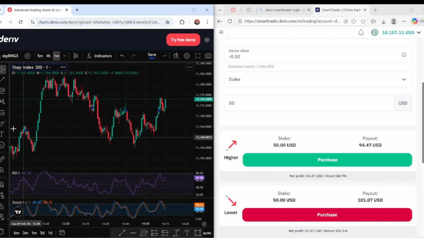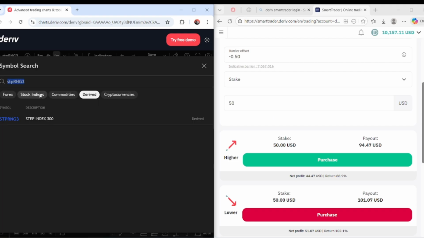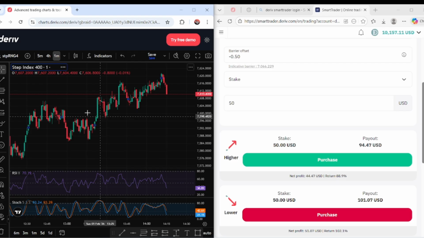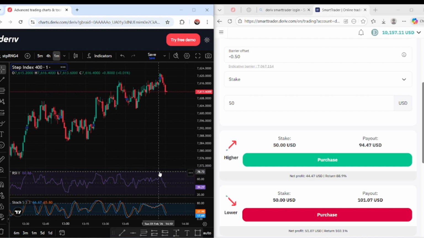Currently, we haven't spotted any signal, and I wouldn't like to wait forever for a signal. Let me just try this with the Step Index 400. Okay, this is already dropping, but it didn't touch the 80% level, so I'm not going to look their way.